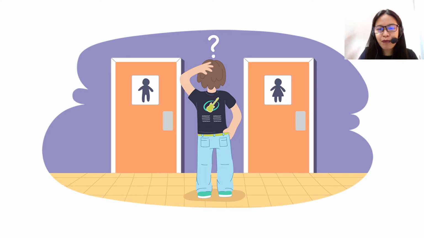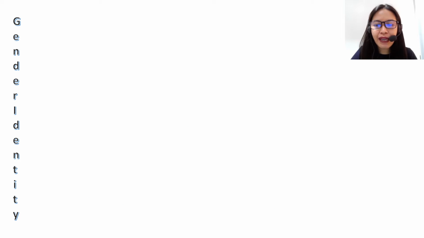So if you could check the picture, it shows us that a certain person is questioning himself or herself about which door he or she will open, di ba? So it's really a matter of answering who they are as a person. Okay, so earlier we were discussing sexual orientation, and now we are discussing who you are as a person. So we call this gender identity.